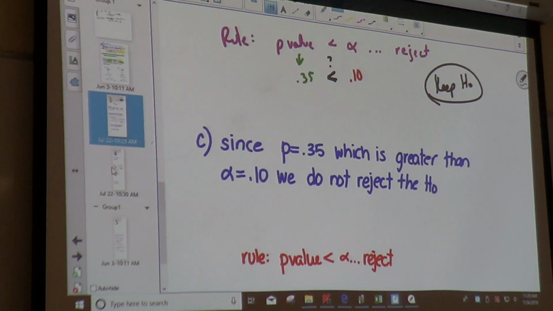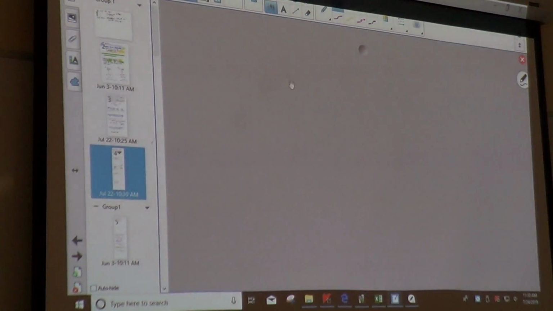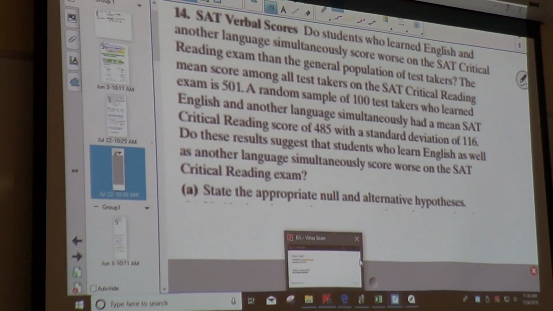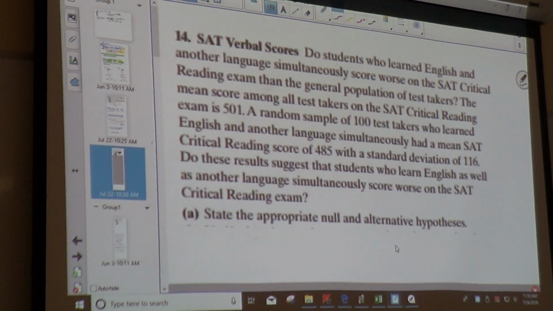All right, let's do another one. Do students who learn English in another language simultaneously score worse on the SAT than the general population? The mean score among all test takers is a 501. A random sample of 100 test takers who learned English in another language simultaneously had a mean SAT score of 485 with a standard deviation of 116. Do these results suggest that students who learned English as well as another language simultaneously scored worse on the SAT?